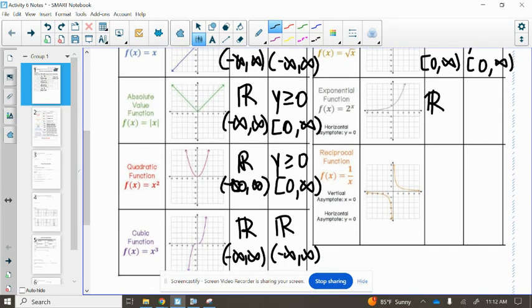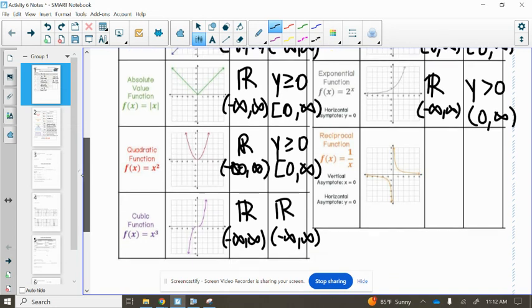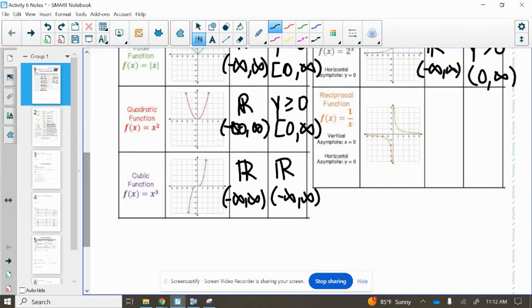Exponential functions, we could plug in any x value we want. However, we're going to get a limitation to just have y values greater than 0. Notice this time we are using parentheses, not brackets, not greater than or equal to, because we're going to get infinitely close to 0, but never actually touch it.